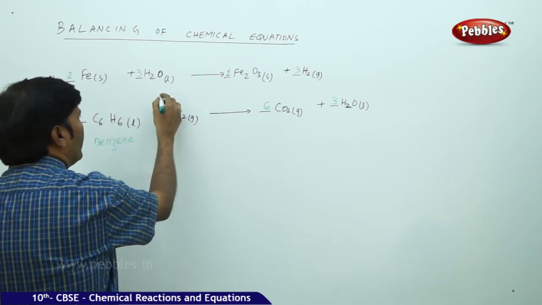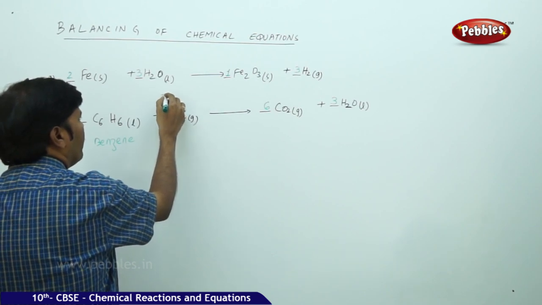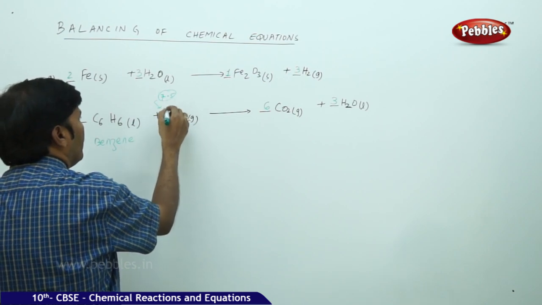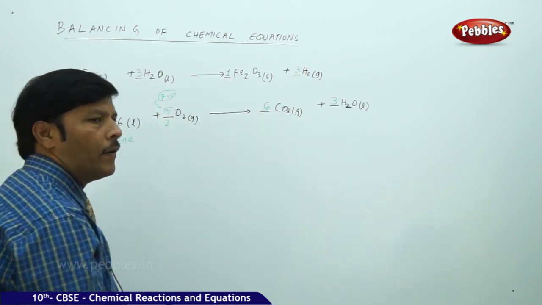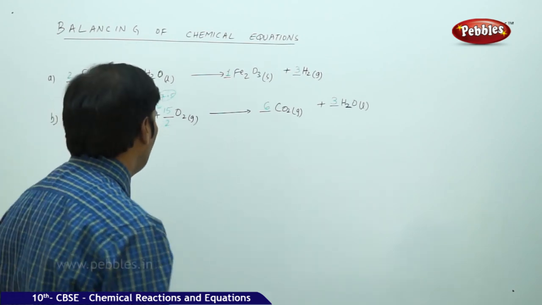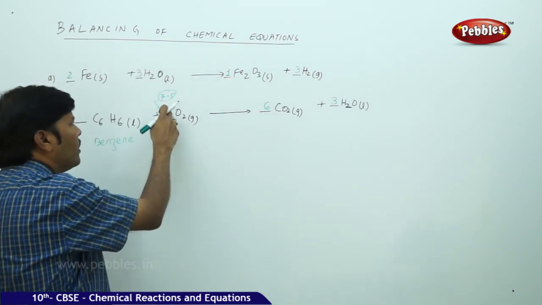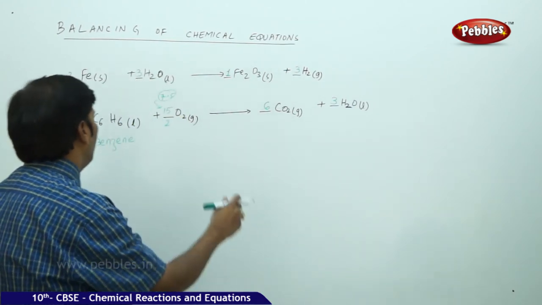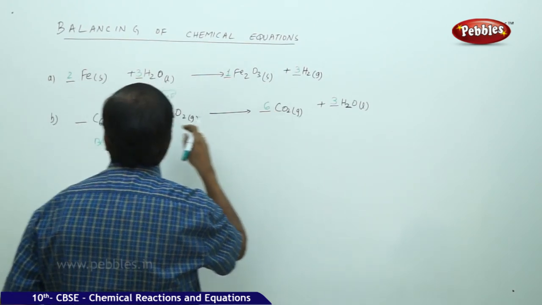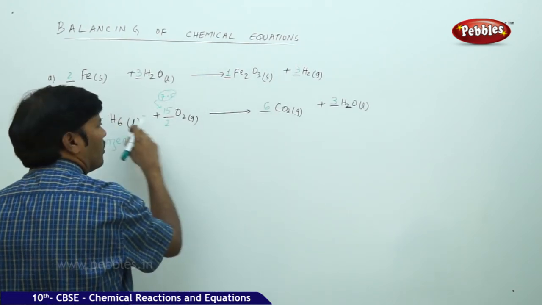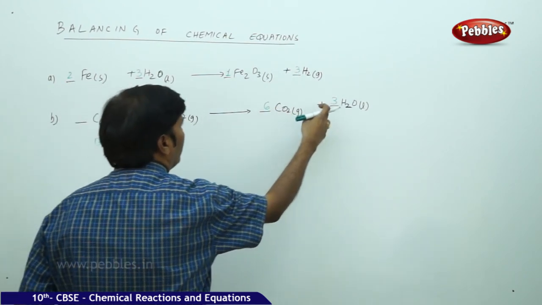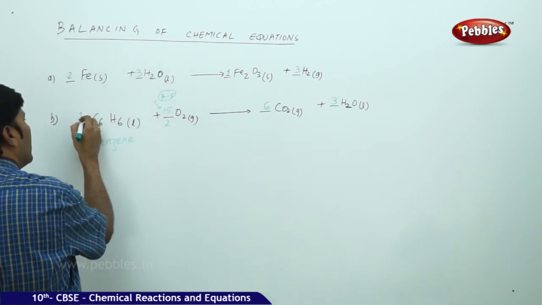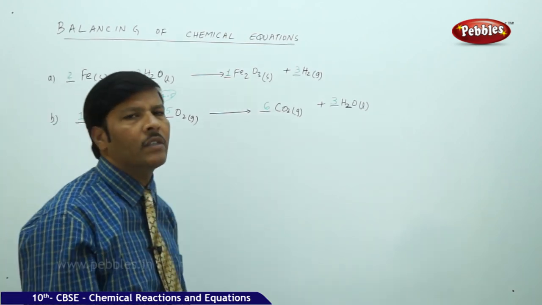Either you can take 7.5 moles, or you can write 7.5 as 15 by 2. If you multiply the oxygen with 15 by 2 moles, then 15 by 2 is nothing but 7.5, and 7.5 into 2 is again 15 oxygens. Therefore the number of carbons is balanced, 6 carbons. Number of hydrogens, 6 hydrogens. 6 times 2 plus 3, 15 oxygens. Oxygens are balanced. Everything is balanced. So with 1 mole of benzene, the reaction is balanced.